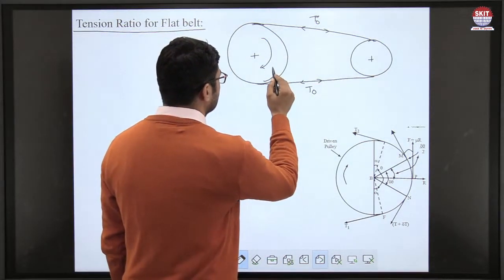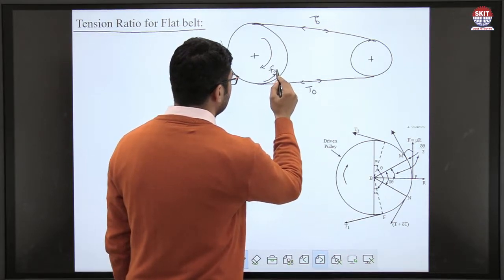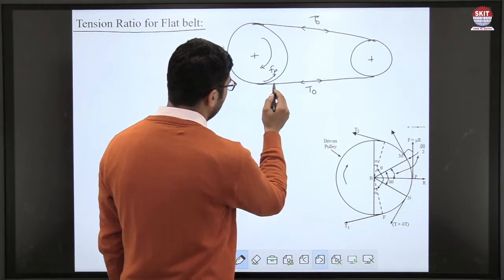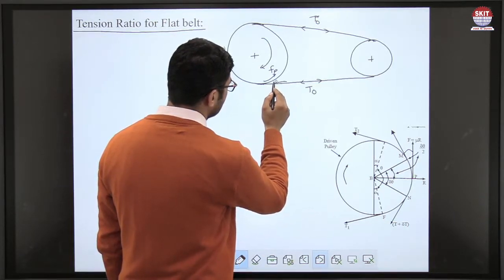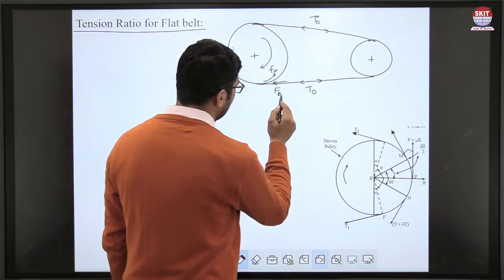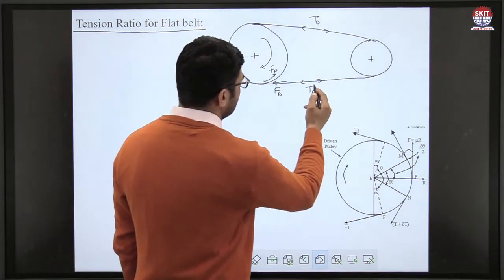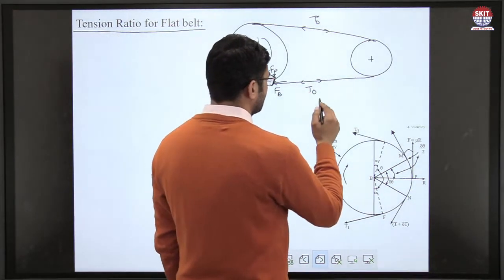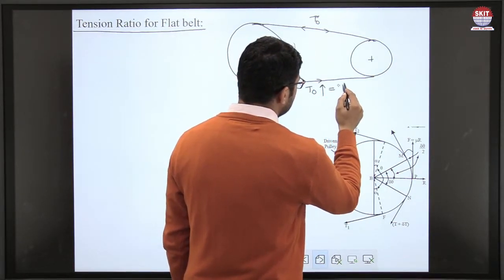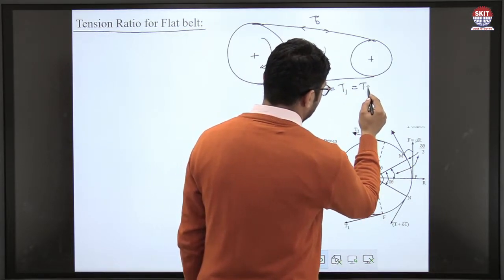Then the friction force on the pulley is in that direction, Fp, but on the belt, the friction force applies in that direction, which is known as the friction force on the belt. This friction force increases the tension in that portion, and the initial tension increases, and the value of this is known as T1, which is known as the tight side tension.